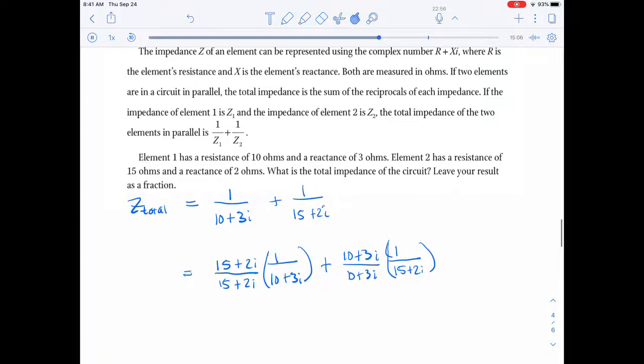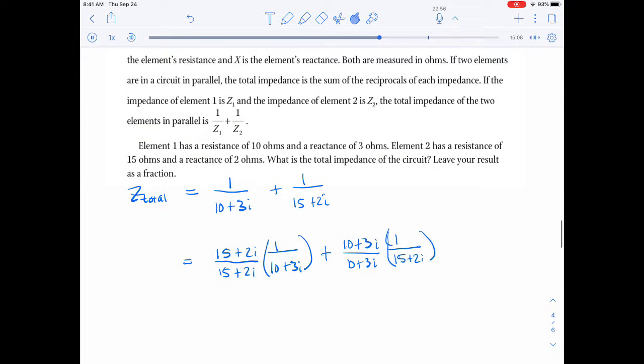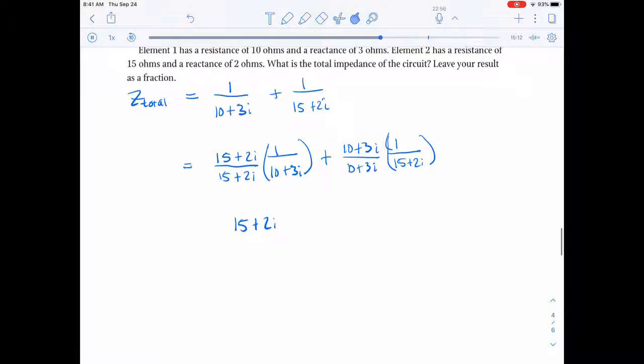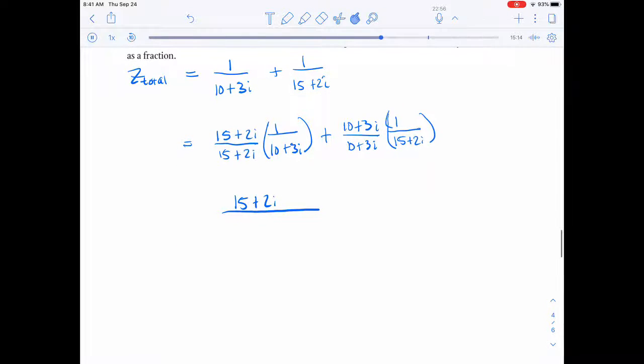Okay, leaving our numerator as 15 plus 2i, let's go ahead and distribute our bottom. So we have 15 times 10, which is 150, plus 45i, plus 2i times 10, which is 20i, plus 2i times 3i, which is 6i squared.